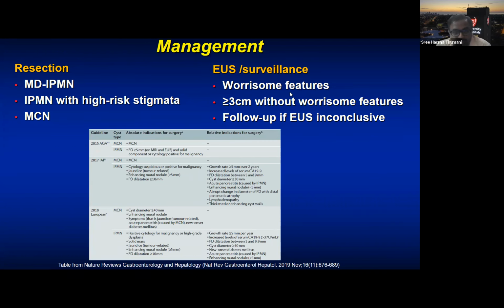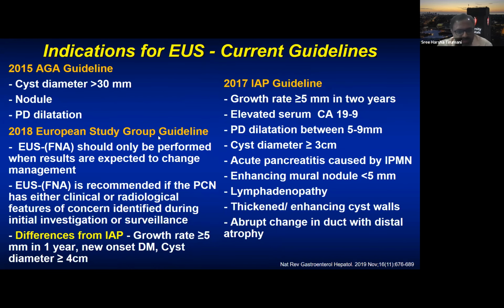EUS is usually recommended for cysts with worrisome features or more than 3 centimeter cysts without worrisome features. And if the EUS is inconclusive, the patients enter into the pool for surveillance. Now, this is a slide I took from a Nature review paper, which tried to summarize the various indications for surgery. So I've tried to come up with my own way to analyze the table.